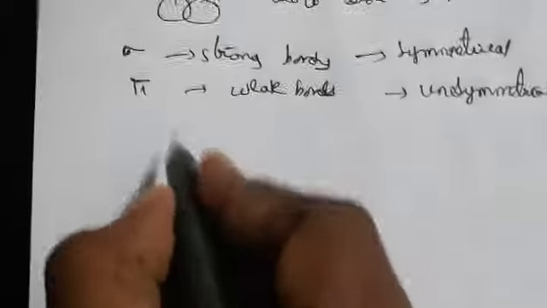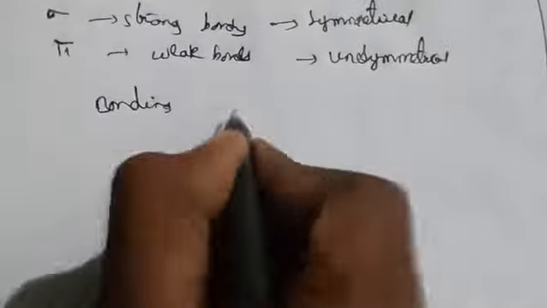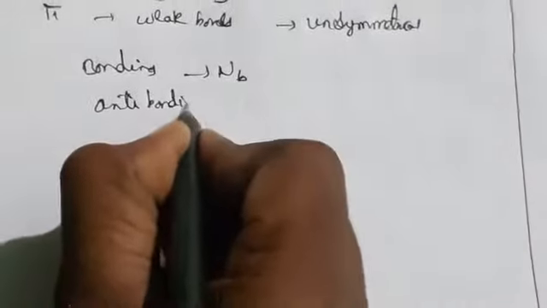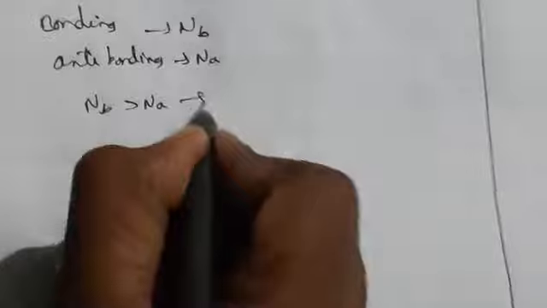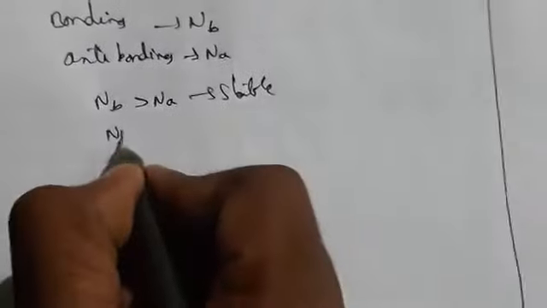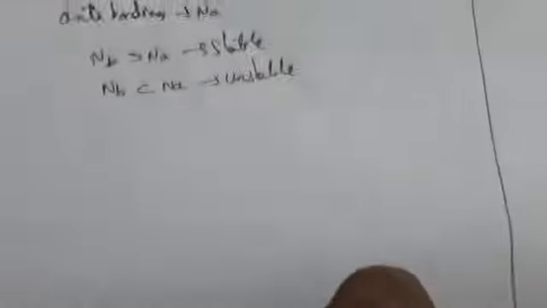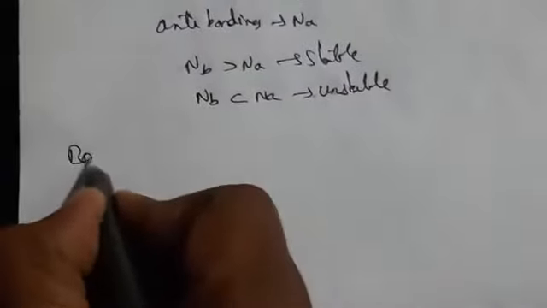So here, bonding electrons can be represented as NB and anti-bonding electrons can be written as Na. If NB is greater than Na, we call it stable. If NB is less than Na, we call it unstable. So if the bonding is stronger, it will be stable. If bonding is not stronger, it is unstable. So by this we can define bond order also.